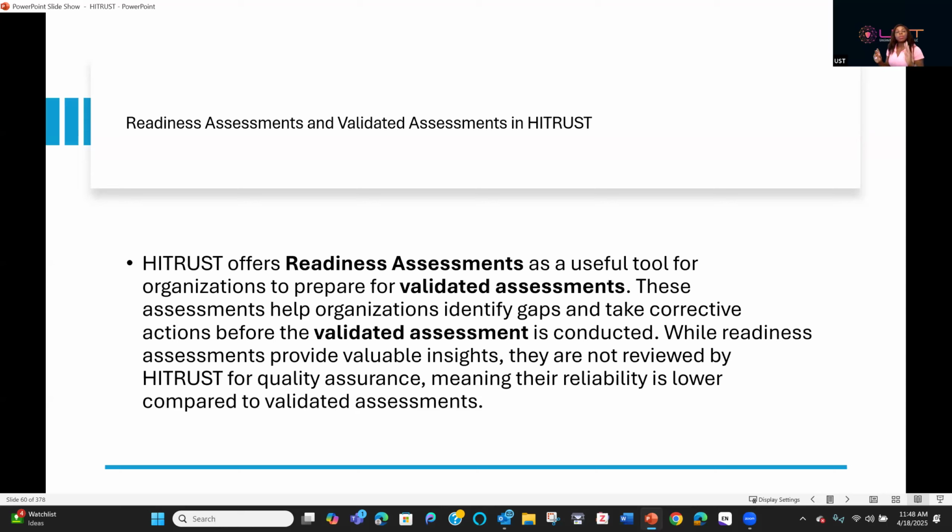And this makes the difference, because for readiness in-house, we want to put stuff together. But what does it mean for a validated assessment? Let's continue with our slide.